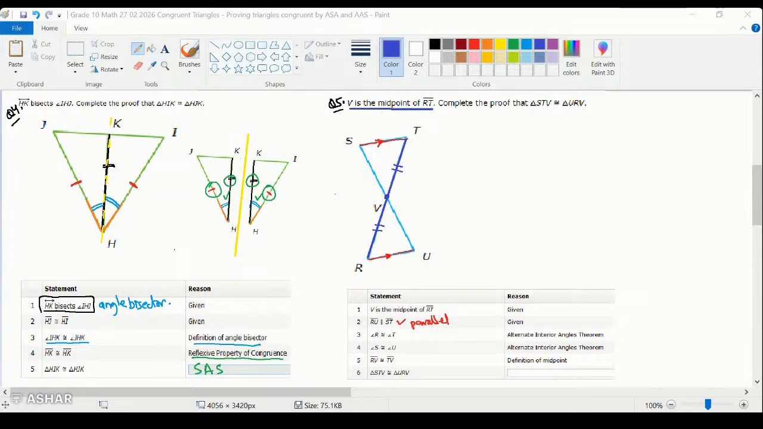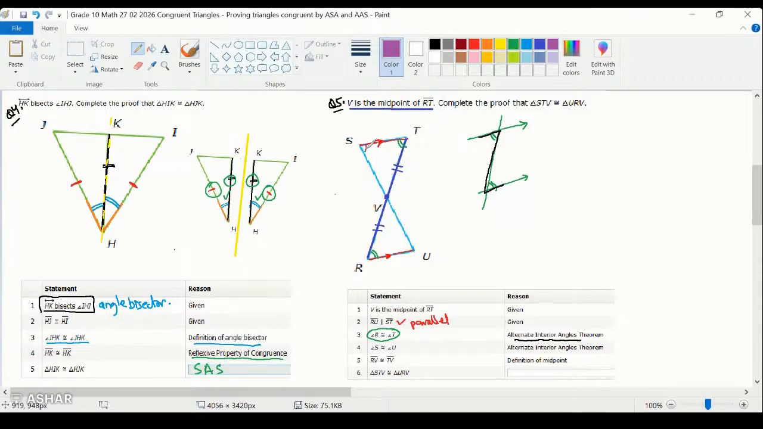They are telling us that two angles are also given. They're saying angle R and angle T are the same, because whenever we have a set of parallel lines and there's a line bisecting it, then these two angles are alternate interior angles because we can see a formation of Z over here. Alternate interior angles.